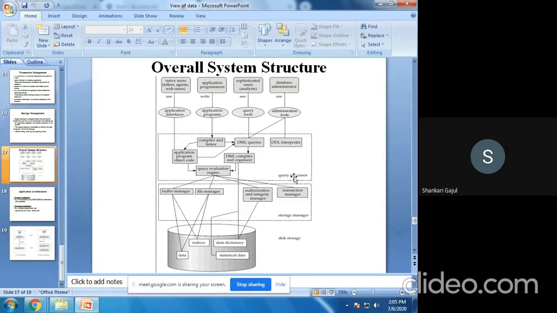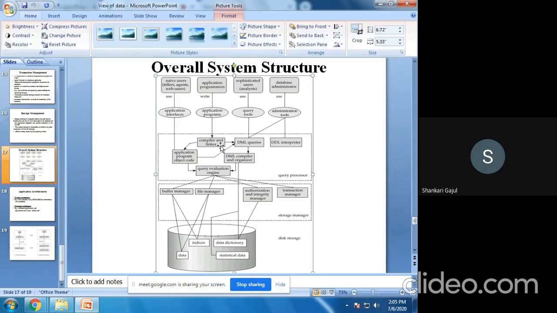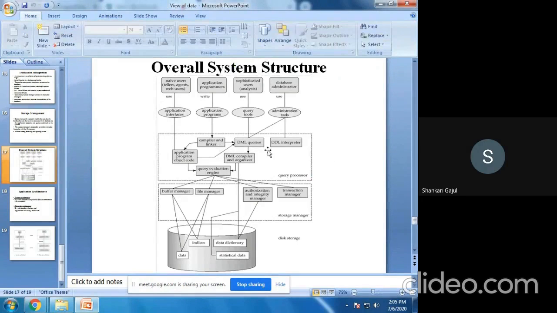So what do you mean by query processor? The query processor also includes different parts: the interpreter, the compilers, and the linkers. So what do you mean by compiler, interpreter, linker? We already discussed this in the computer languages. So these are the parts which are required in the query processor.